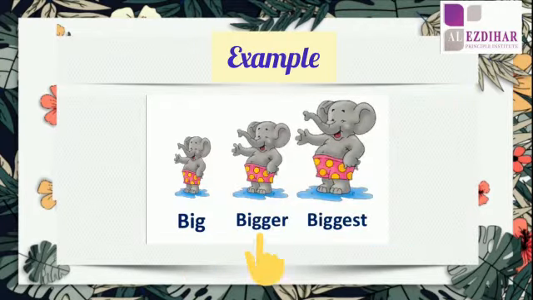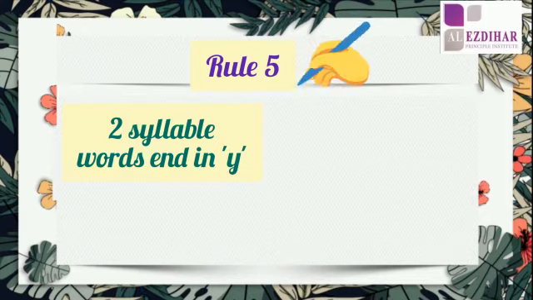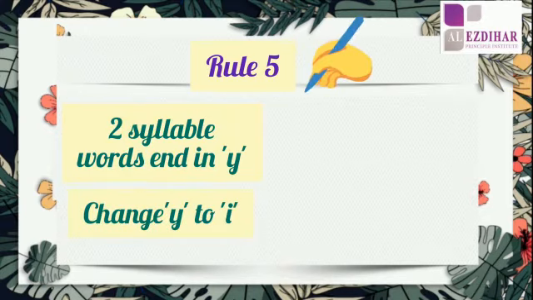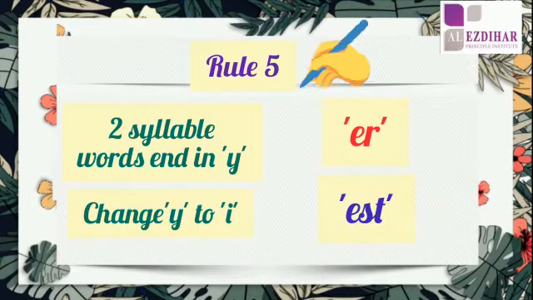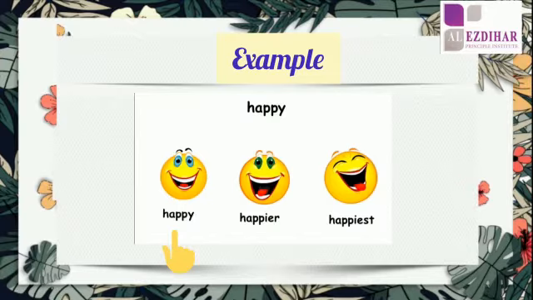For two syllables adjective, more is used for the comparative form and most is used in the superlative form. Example: careful. Careful has two syllables. For comparative, you will say more careful. For superlative, you will say the most careful. With two-syllable words that end in Y, change the Y to an I and then add ER for comparative and EST for superlative form. Example: happy, happier, the happiest.